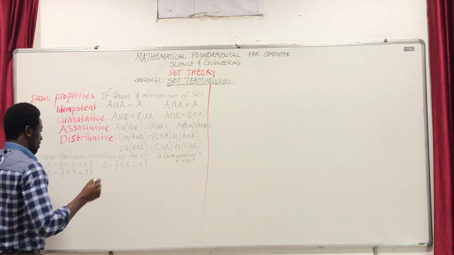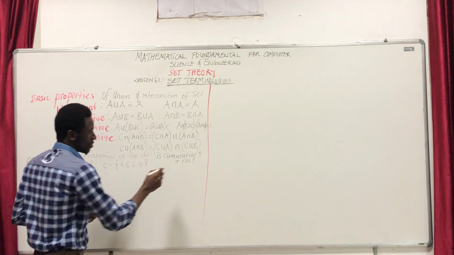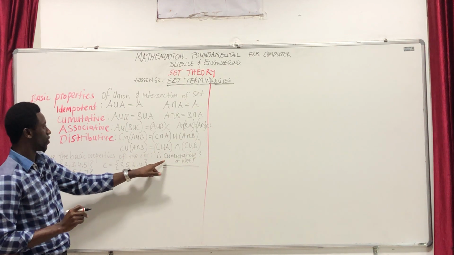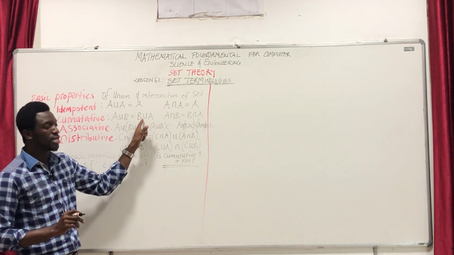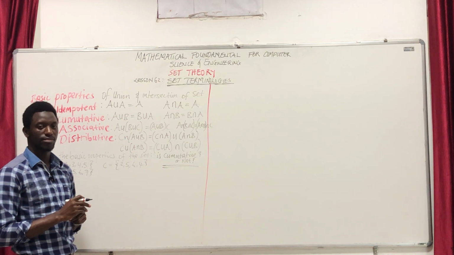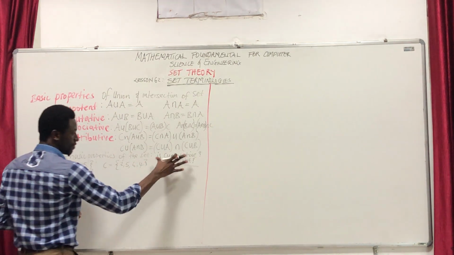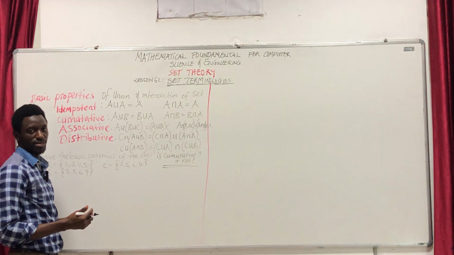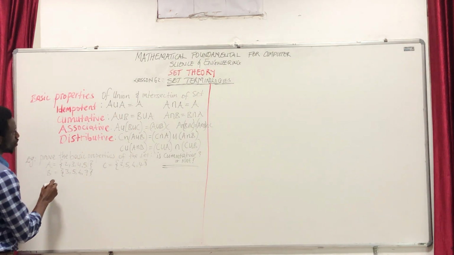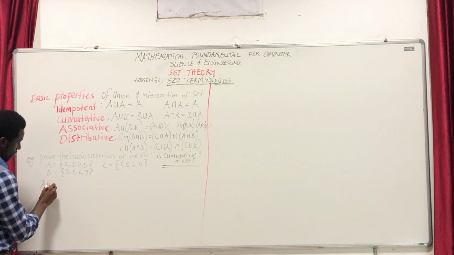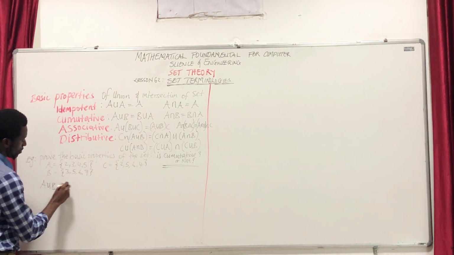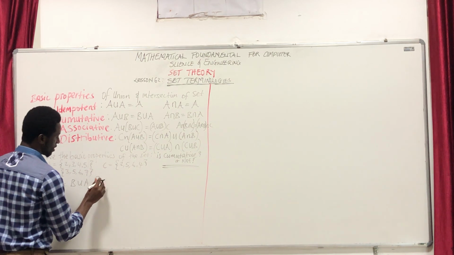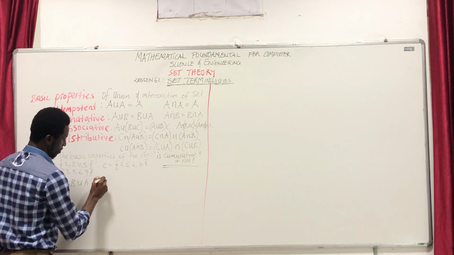Okay, so now we have A union B. First, what you're supposed to know is the rule. The rule of commutative says what? A union B must be B union A. That's commutative. Else, if this condition is not met, then your answers are not correct. So let's start. A union B must be B union A for commutative.